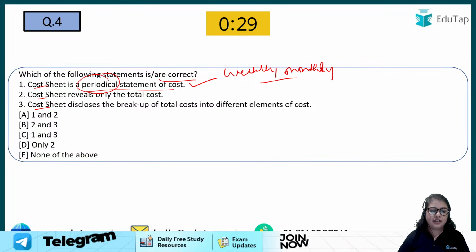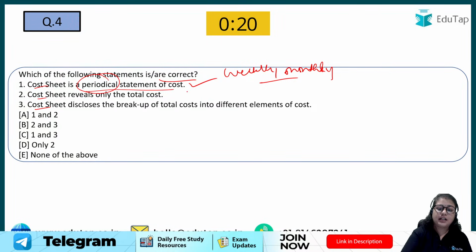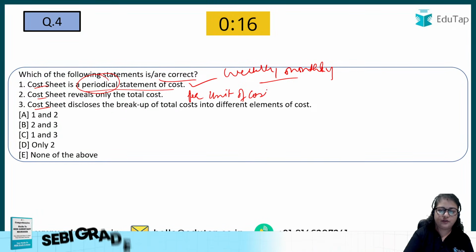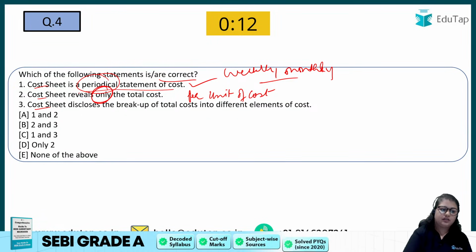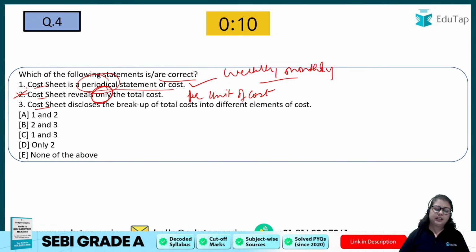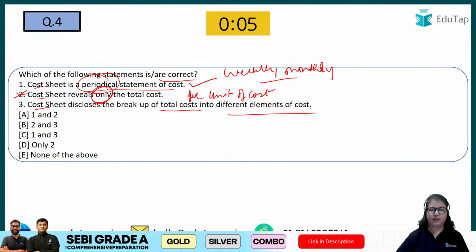Now second statement, cost sheet reveals only the total cost. Do you think it is right? Only the total cost? No, the cost sheet can reveal per unit cost also. Per unit cost is also revealed. So here the word only makes it an incorrect statement. So this statement is incorrect. Third, cost sheet discloses the breakup of total cost into different elements of cost.